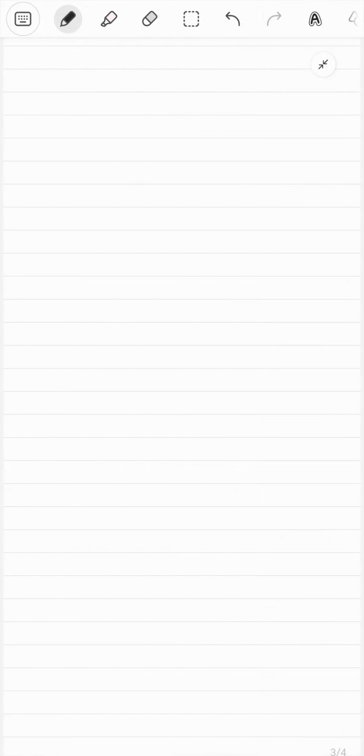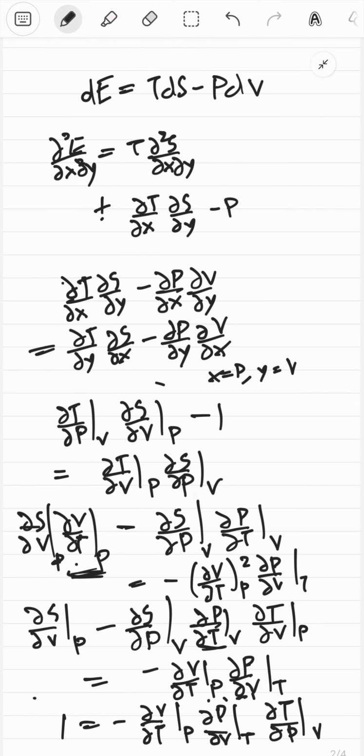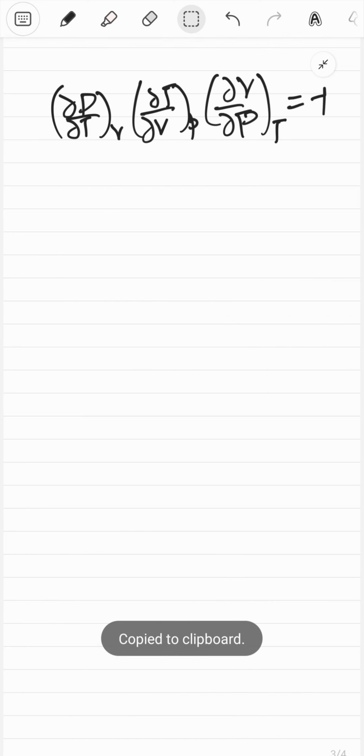Wow. So I'm just gonna write this again, in better handwriting. So what we have is this thing at constant temperature equal to -1. Now how do we show this? Well, we can use this equation again and again and again, and that will give us what we want.